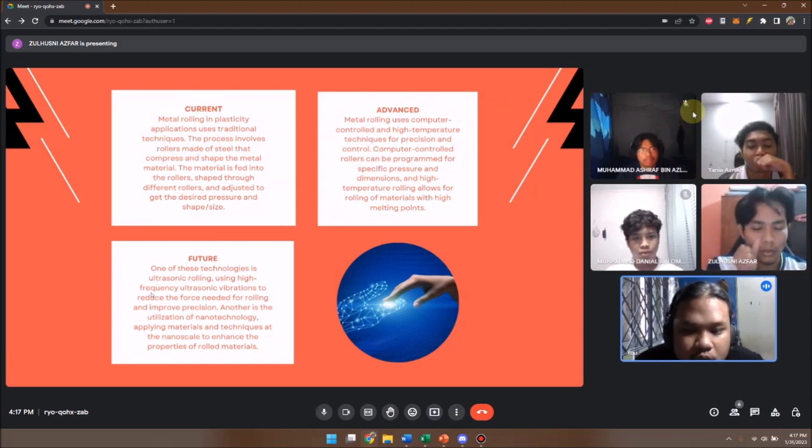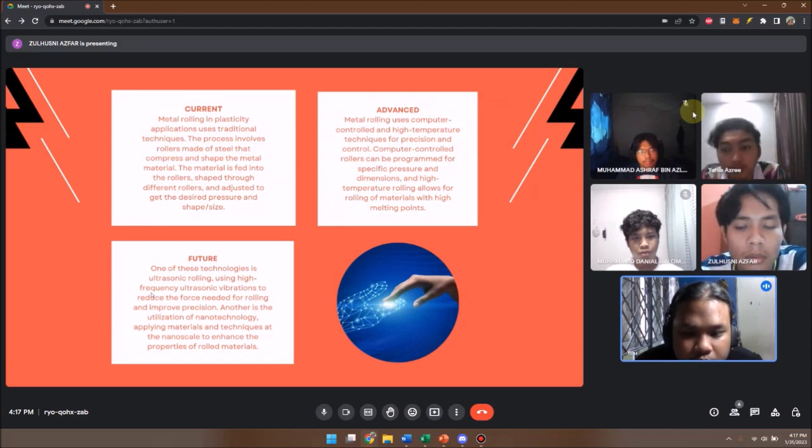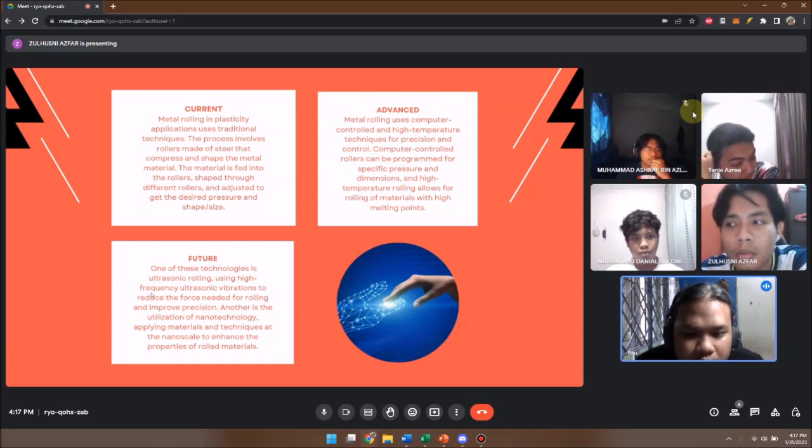So in the future, we can expect to see more advanced technology being developed and implemented in metal rolling. One such technology that is being researched is the use of ultrasonic rolling. This technique involves the use of ultrasonic waves to create high frequency vibration that can be applied to metal material during the rolling process. This can help to reduce the amount of force needed to roll the material, which can result in greater precision and control over the process.